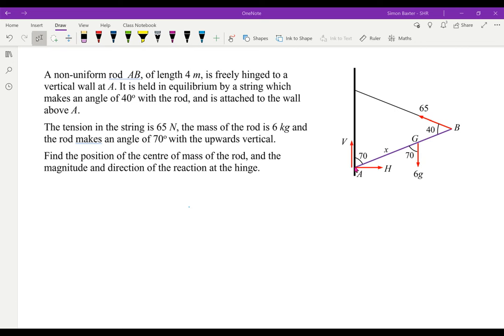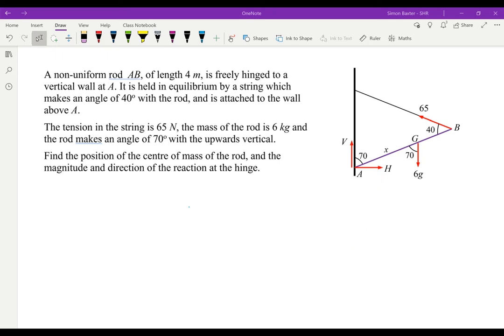Well, for the reaction at the hinge, I've put in a horizontal component and a vertical component. They're both described by letters, so it doesn't really matter if I put them in the wrong direction, as long as when I use these forces in any equations, I use them according to the arrow on the diagram. If I have put one of these in the wrong direction, then it will come out to be negative.